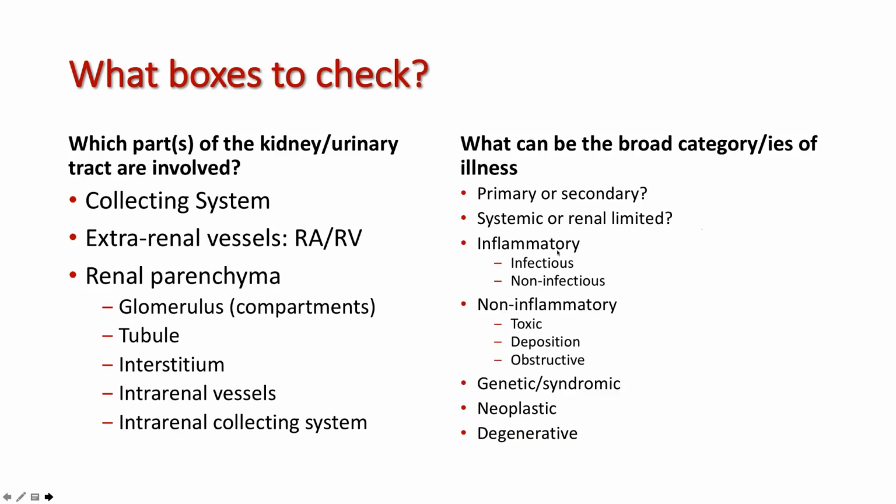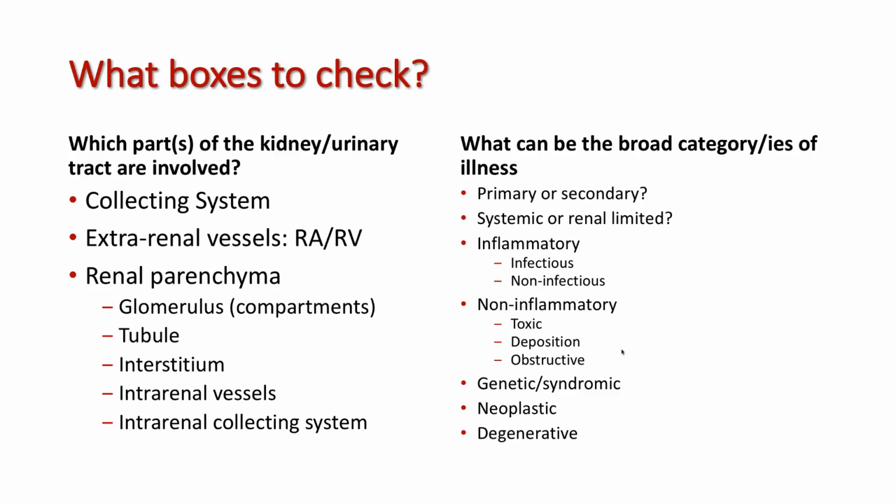Okay. Once you have answered these, then you look at different categories. Is it an inflammatory disease? In inflammatory conditions, you can have two types of inflammation. You can have infectious diseases which produce inflammation, and then non-infectious diseases like autoimmune diseases, which are also inflammatory conditions. Then you have non-inflammatory diseases, which are, for example, toxic, by use of drugs or external toxins. You can have deposition disorders like amyloidosis, Fabry's disease, and other types of fibrillary glomerulopathies.